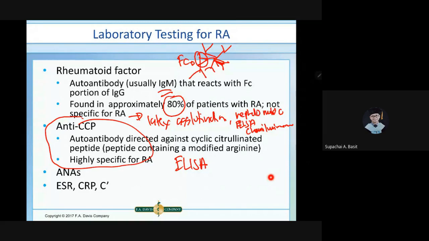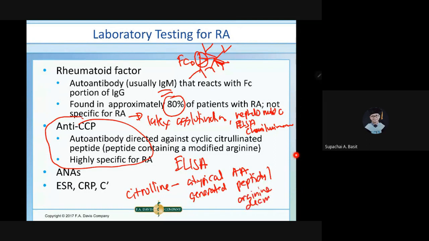Antibodies against citrulline or cyclic citrullinated peptide. So what is a citrulline? Citrulline is an atypical amino acid. And it is usually generated, so this particular atypical amino acid is generated by peptidyl arginine deiminase.